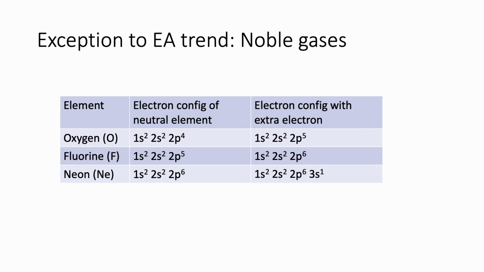And so now you can see that when you start with an electron configuration ending in p6, there is nowhere for that extra electron to go but in the next shell up. And because it's the next shell up, it's further away from the nucleus, and it's harder for the nucleus to hold on to that electron. So we should expect to see noble gases having a very low electron affinity.